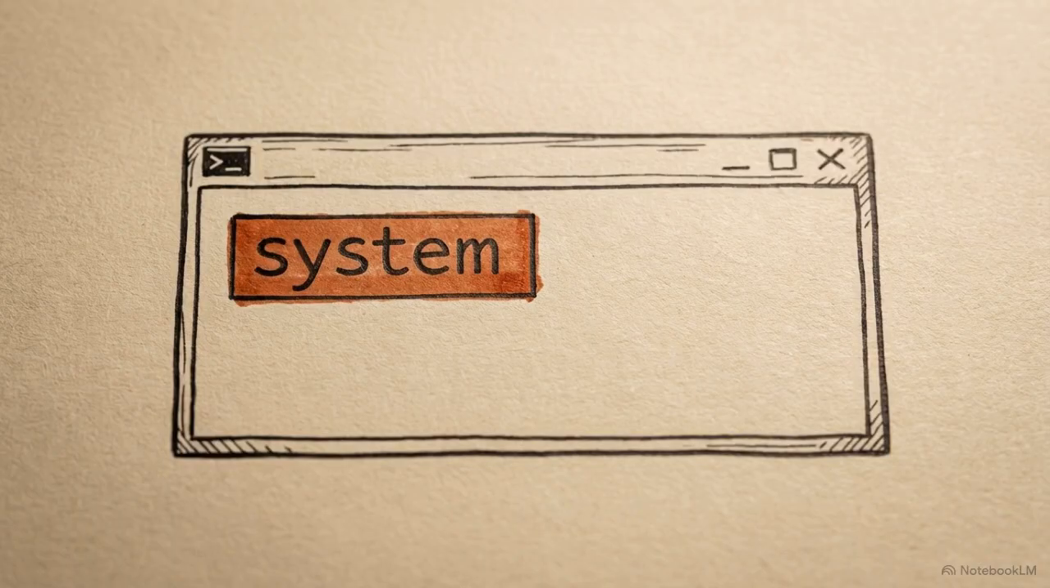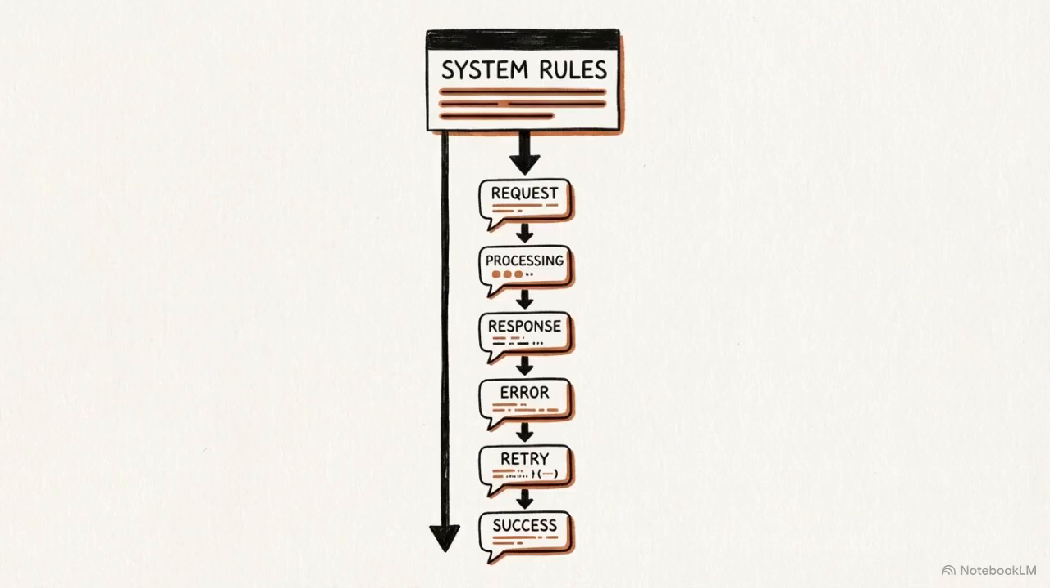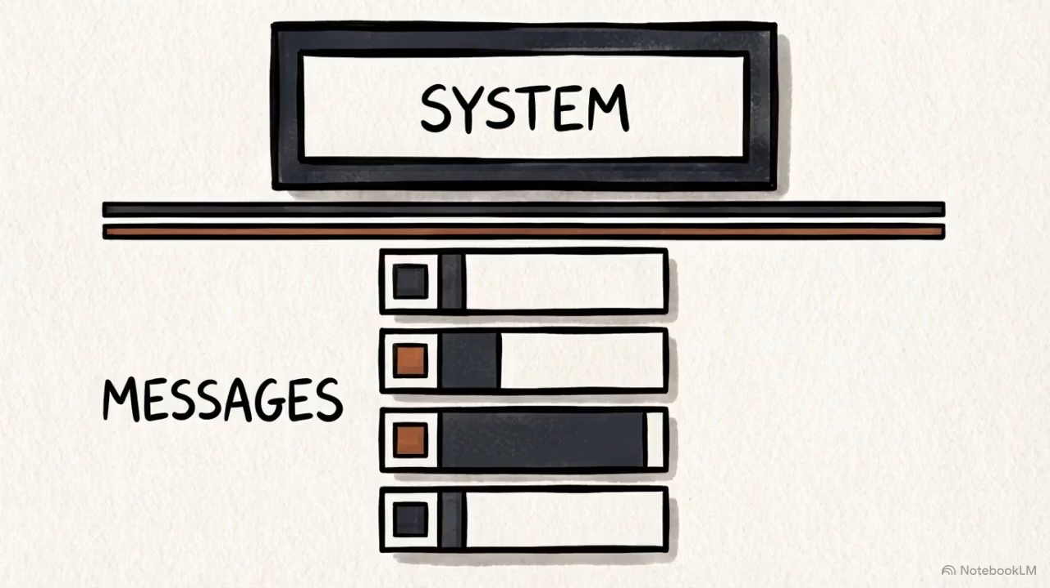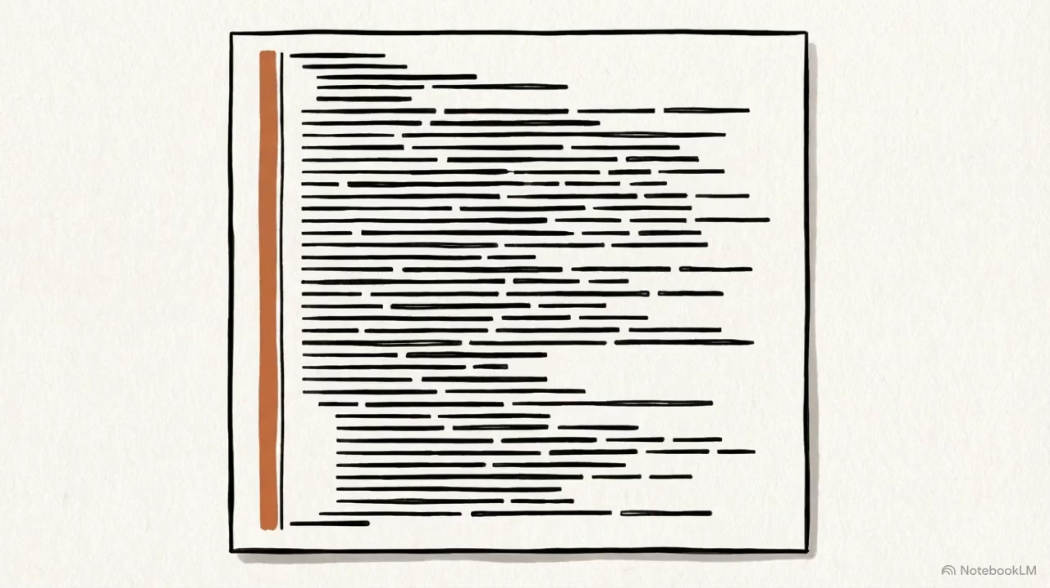Speed must be paired with control. We use the system parameter to define the model's persona and operational boundaries before the conversation begins. Structurally, the system parameter sits at the top of the API payload, isolated from the user messages. This separation allows the model to prioritize these instructions as foundational rules for the entire session. This is the primary method for maintaining model alignment. By defining rules in the system prompt, you ensure the AI adheres to your specific application requirements, even across long or complex conversations.